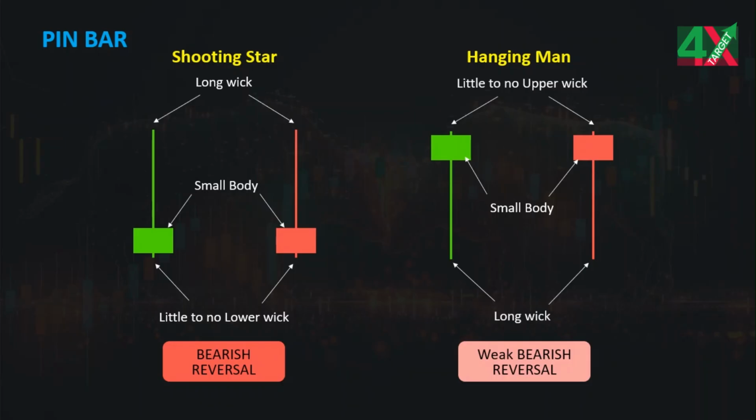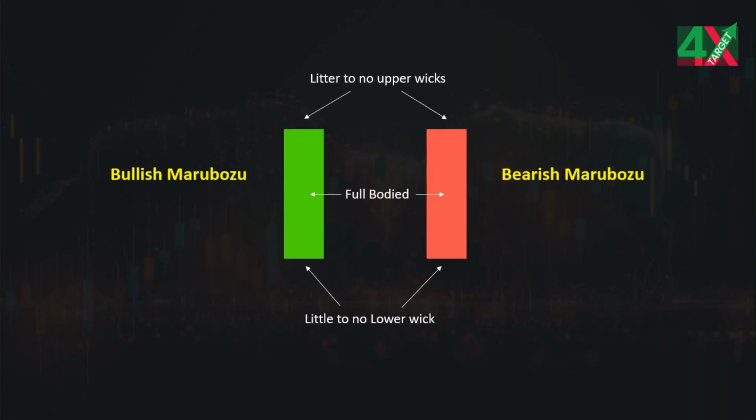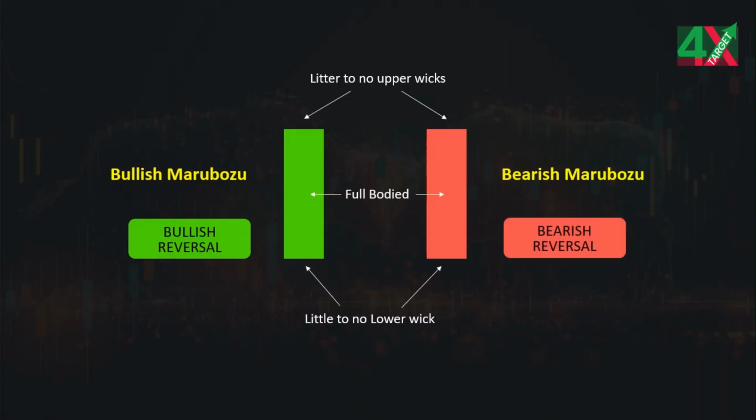Now let's discuss one of the most visually distinct and impactful candlestick patterns, the Marubozu. This candle is unique because it has a full body with no upper or lower wicks. It reflects strong directional control, either complete buyer dominance in a bullish Marubozu, or overwhelming seller pressure in a bearish Marubozu. When formed at key zones, Marubozus serve as powerful confirmation.